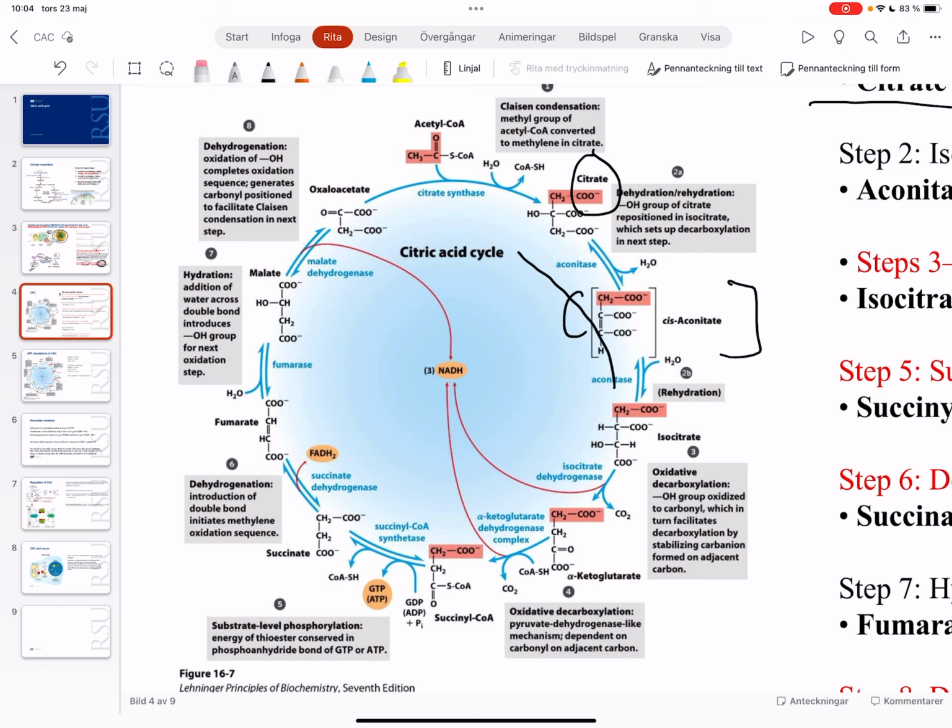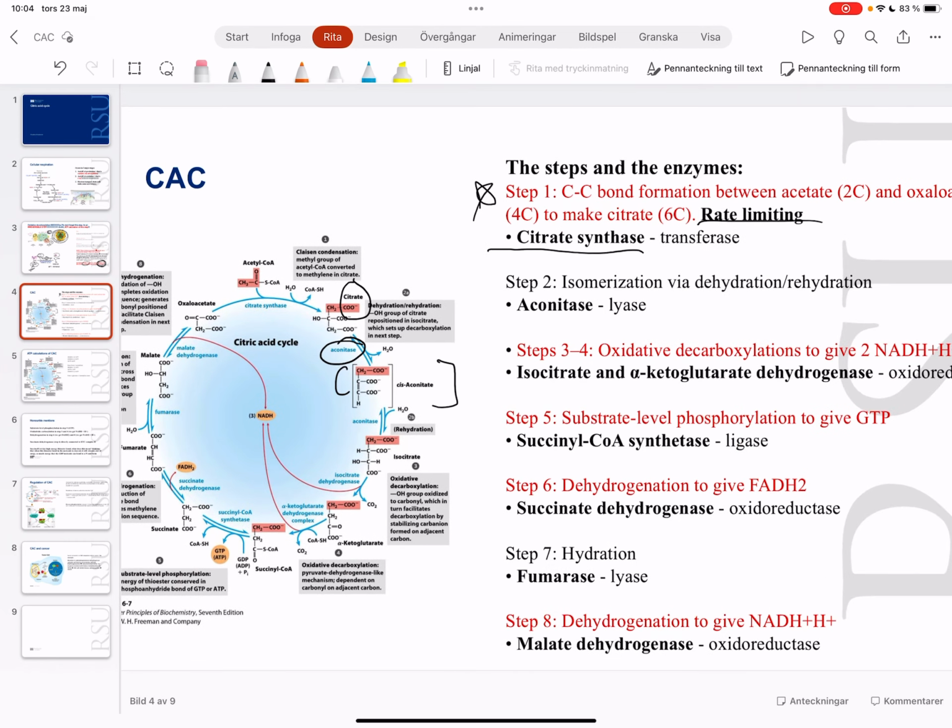And this is together with the help of aconitase, which is a lyase. Also, I think you have to know this because they said this in the lecture: if this enzyme is aconitase, what kind of enzyme is it? You have to say that it's a lyase. So that you have to know.